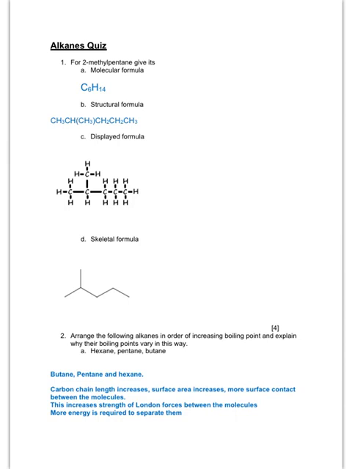So first of all, we're going to go through the alkanes quiz. So we're going to look at 2-methylpentane. First of all, they want its molecular formula. So remember, the general formula for an alkane is going to be CnH2n+2. So that gives us C6H14.